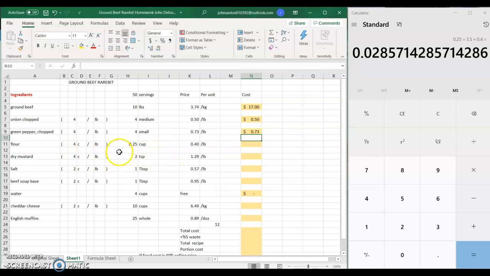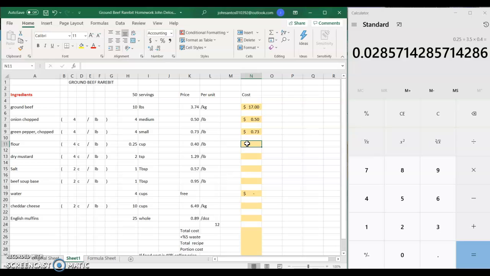Next is the flour. So again, for this one, we have to convert the amount that we need to get the price, which is in pounds. And this is the conversion that we're going to need. It says here that there are 4 cups in a pound.